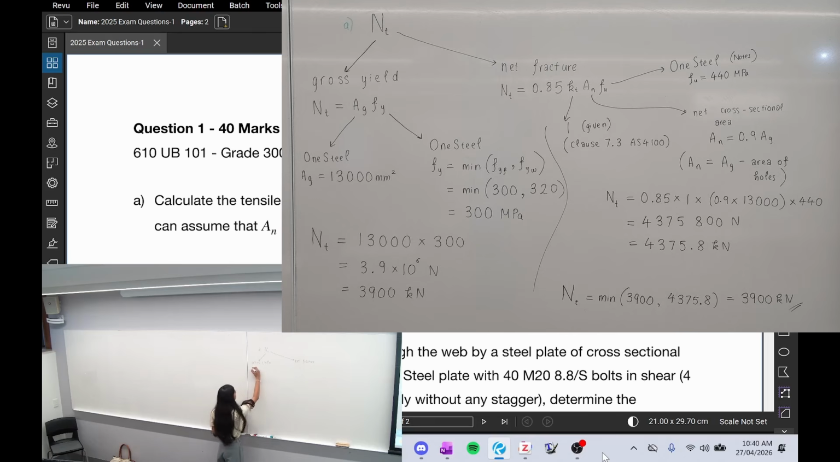For gross yield, this is the formula for tensile capacity: N_T = A_G F_y. And for net fracture, your formula is N_T = 0.85 k_t A_N f_u. We want to find N_T using both of these formulas and then compare them. A_G is your gross cross-sectional area, the cross-section of the steel section they've given us, and you can get this from OneSteel.